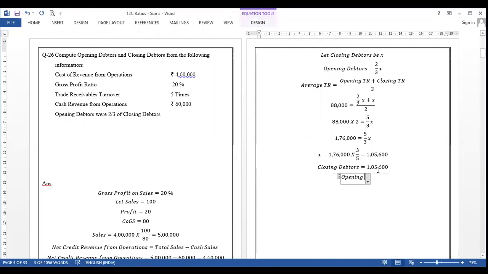Opening is 2/3 of closing, right? So 2 by 3, into closing, which is 1,05,600. That is 70,400. Thank you so much. So we are done with the sum.